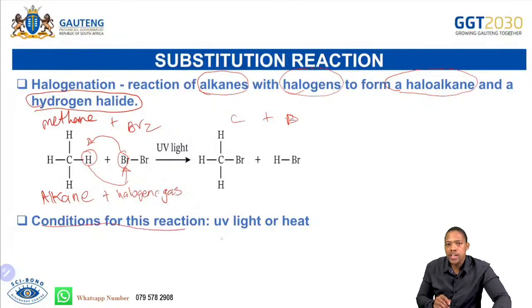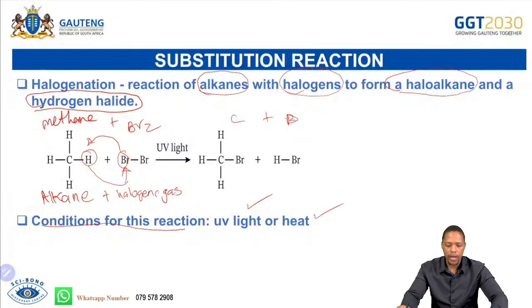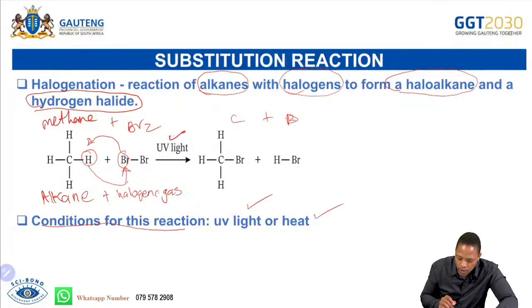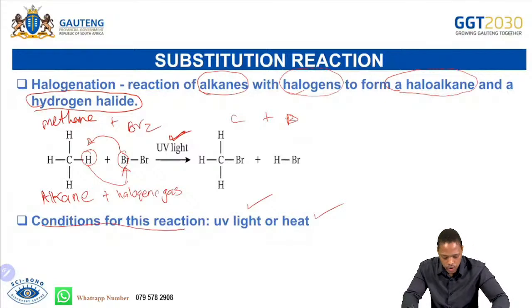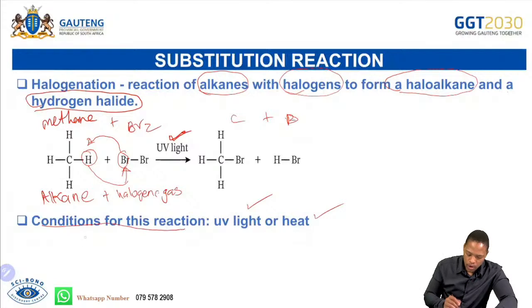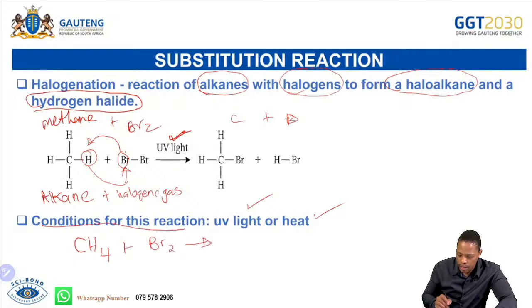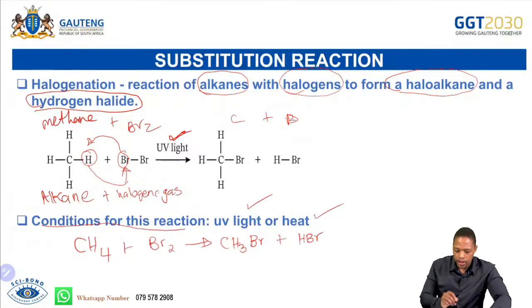Okay, and the condition here is that this reaction needs UV light, or you give it heat. As you can see here, UV light is an indication of the condition needed for this reaction to take place. This reaction could also be written using molecular formulae, which you are going to say CH4 plus Br2 will give us CH3Br plus HBr.